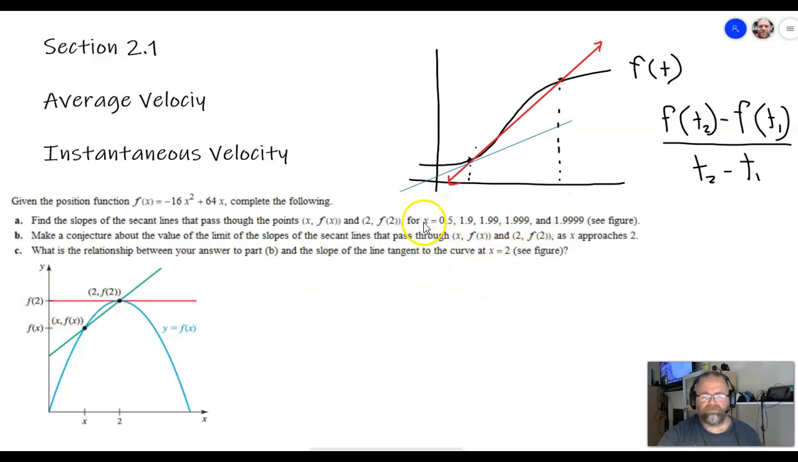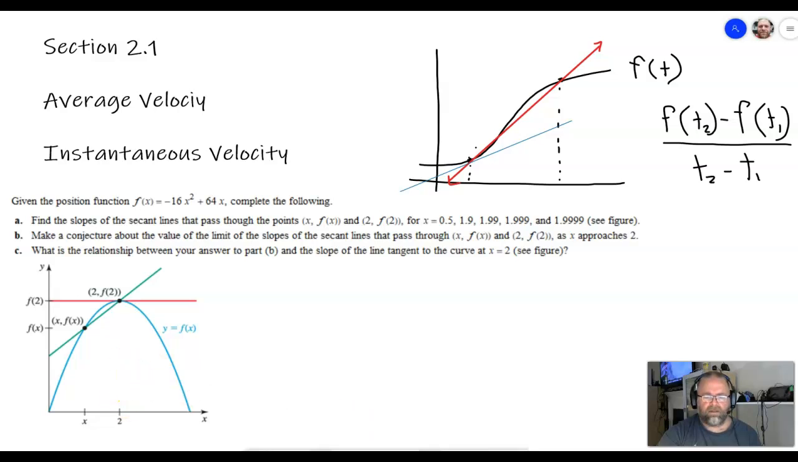And then they give us different x values for 0.5, for 1.9, for 1.99, for 1.999, and then finally for 1.9999. And then secondly, we're going to make a conjecture about the value of the limit of the slopes of the secant lines that pass through these points as x approaches 2. And then finally, we're going to say, what is the relationship between your answer, part B, and the slope of the line tangent to the curve at x equals 2. So we got a lot going on here. So let's try to take a look at this graph and see what we're doing here.